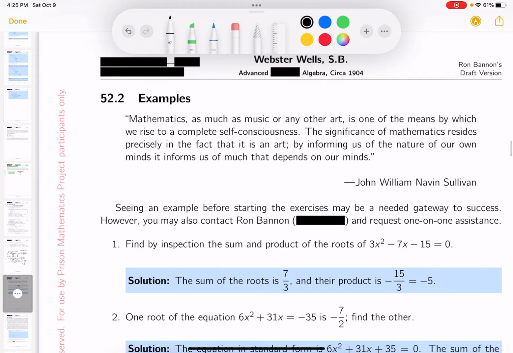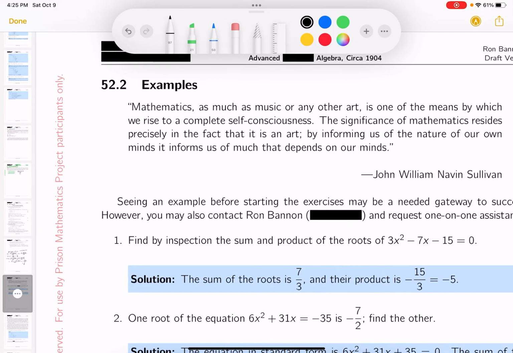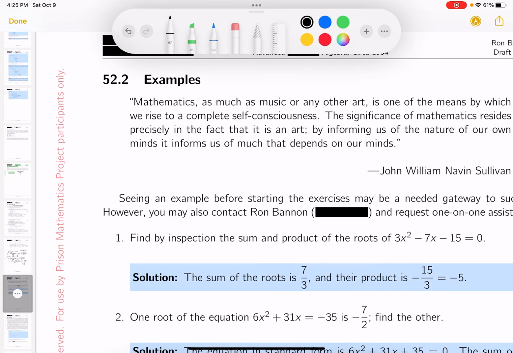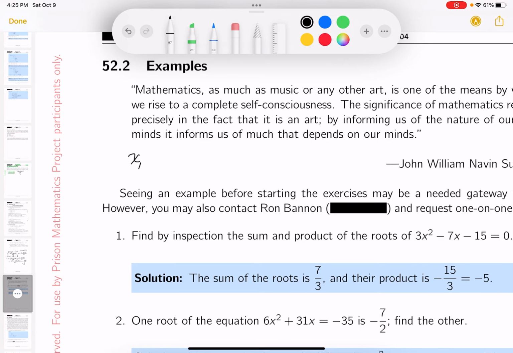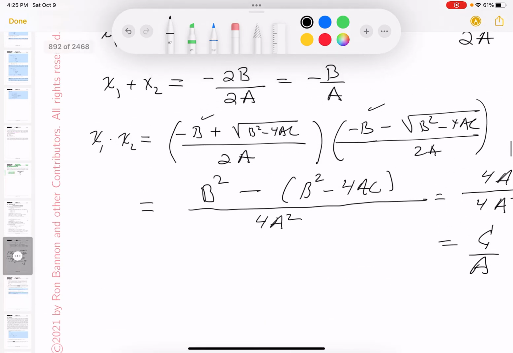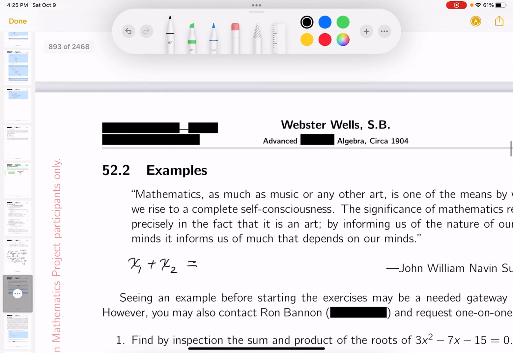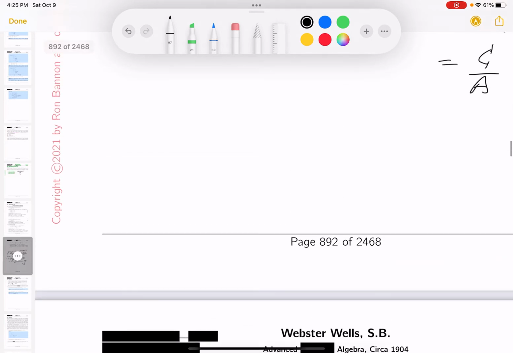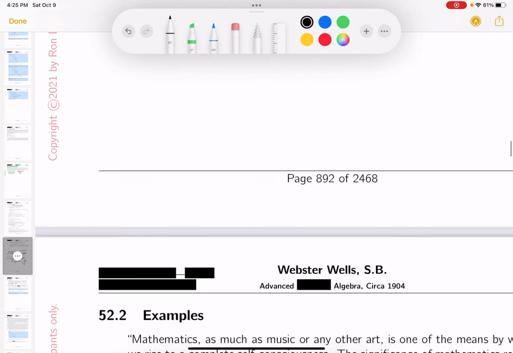Let's write this down. So remember, the sum of the roots, x1 plus x2, these are the roots. What's that going to be? Well, we just did it, right? It's going to be minus b over a. And remember, we just did the product of the roots. Right, we just did that. And what's that going to be? c over a.